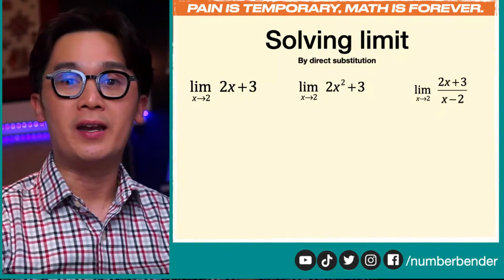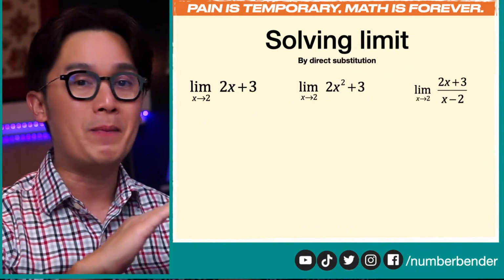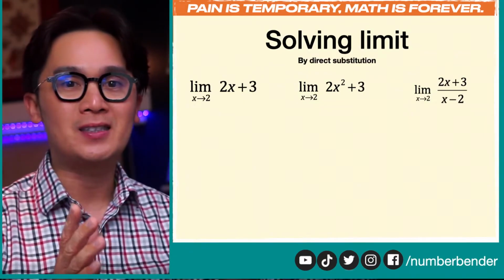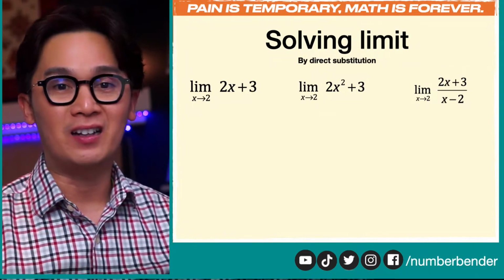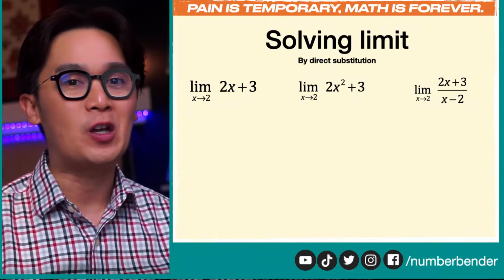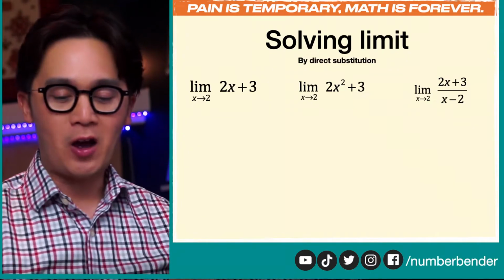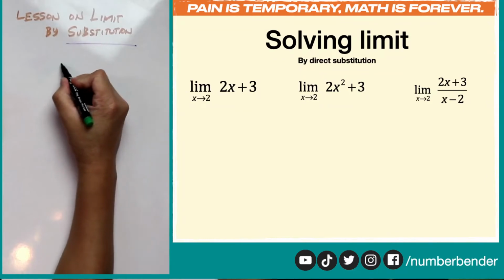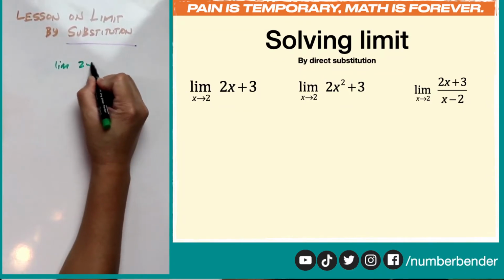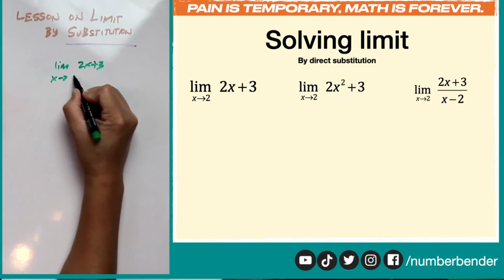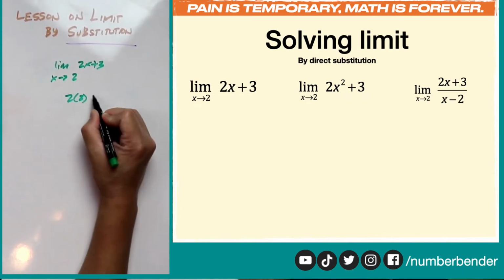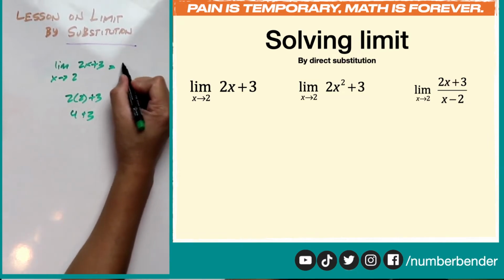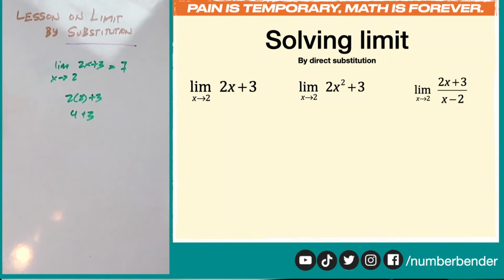By direct substitution. Direct substitution is just one of the many techniques that we can use in solving limits algebraically or analytically, or basically solving limits if we don't know or see the graph. So how are we going to solve problem number 1? All we need to do is substitute. If we have the limit of 2x plus 3 as x approaches 2, all you need to do is substitute your x with 2. And we have 4 plus 3, so this limit exists at 7.